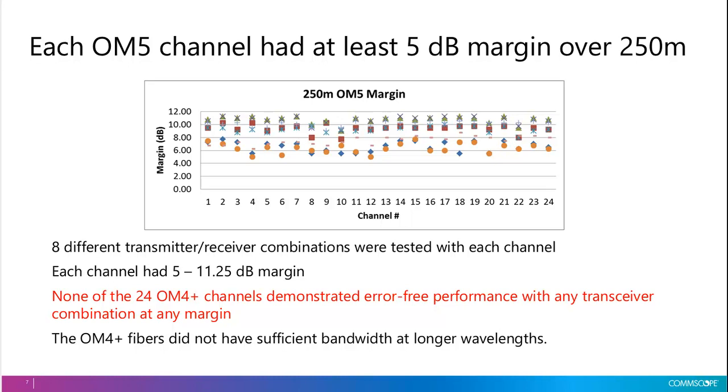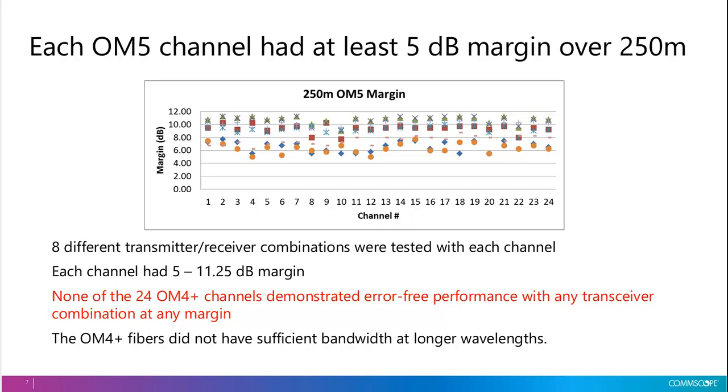The total performance of a link is going to depend on the interaction between the transmitter, its launch conditions, and the modal structure of the specific fiber. So that's expected. The lowest margin we measured was 5 dB, and the highest margin was 11.25 dB. We were really excited to see these results because we're going 100 meters longer than the minimum supported distance, and we still have quite a bit of margin.